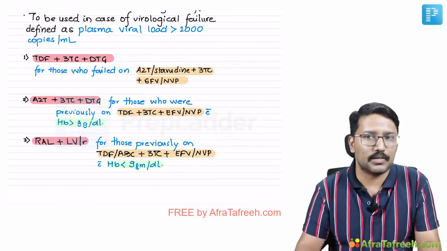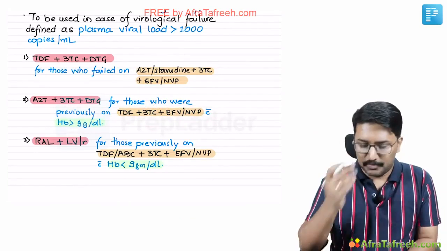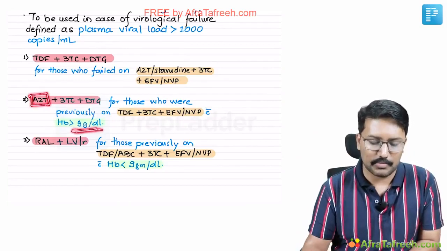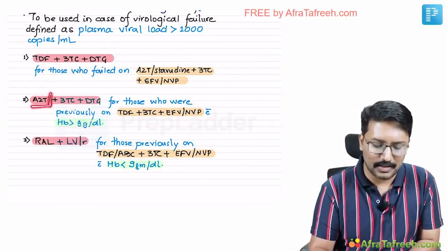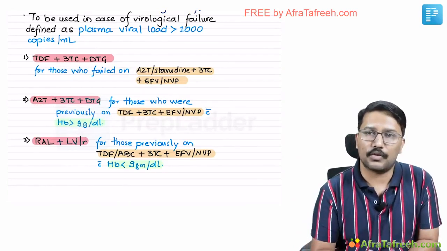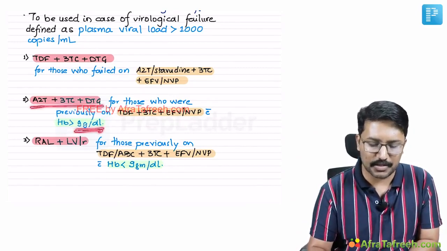In that case, what is our option? Right? We should be looking at the patient's hemoglobin also. If the patient's hemoglobin is more than 9 grams per deciliter, we can think of adding azithromycin, because azithromycin is associated with anemia risk. If the patient's hemoglobin is less than 9 grams per deciliter, we cannot use this regimen, right? But if it is more than 9 grams per deciliter, you can use this combination, right?